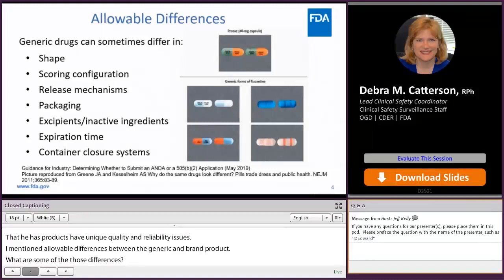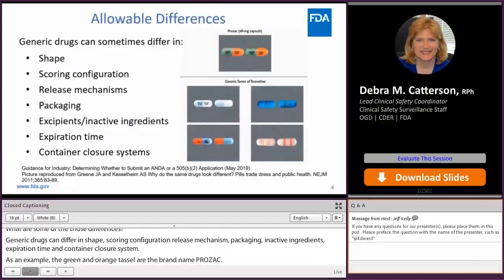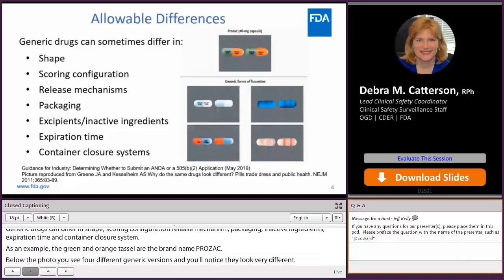or fluoxetine. Below that photo, you see 4 different generic versions of fluoxetine, and you'll notice that they all look very different from Prozac. But over time, the public has come to expect their generic capsules and tablets to look different, but be just as safe and effective as brand name drugs, and they appreciate the cost savings.